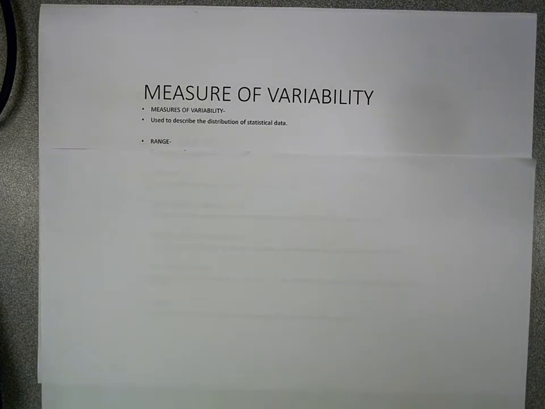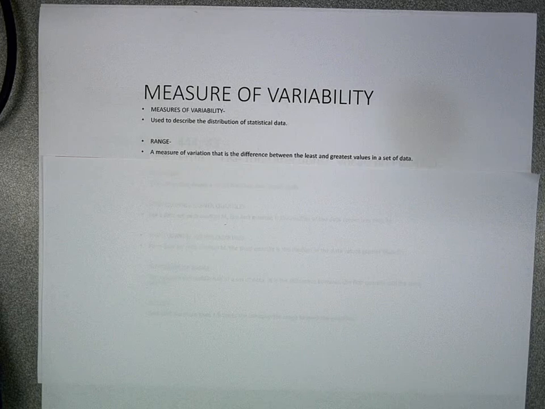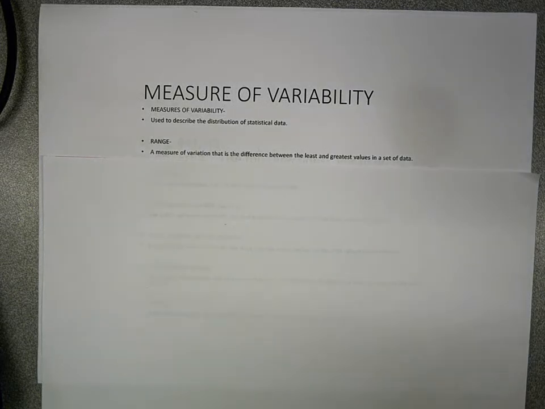So here's what the range is. This is a measure of variation that is the difference between the least and the greatest values in a set of data. Okay, the difference between the least and the greatest values in a set of data. Range is a more common thing to talk about, and we'll be doing it on our homework, but the next part is probably going to be something new for you.